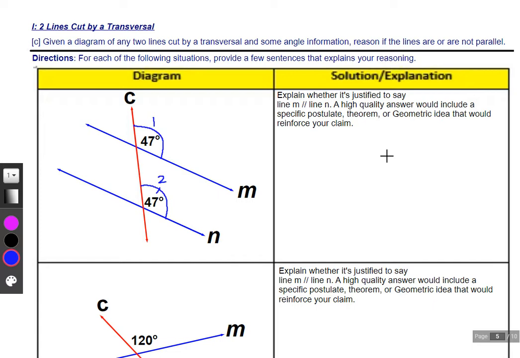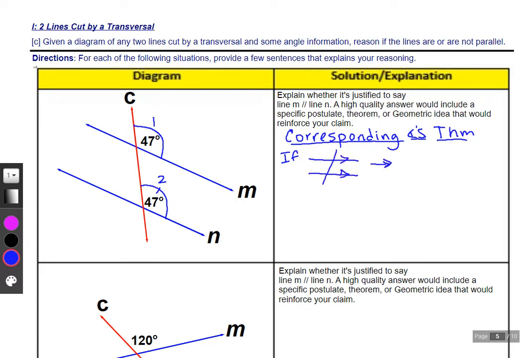Well, it turns out that we can, and the reason has to do with the theorem itself. We've studied in depth something called the corresponding angles theorem, which I'm going to draw visually. It says, if I have 2 parallel lines cut by a transversal, then we can conclude that the angles are congruent. So if we have parallel lines, then we know the angles are congruent.